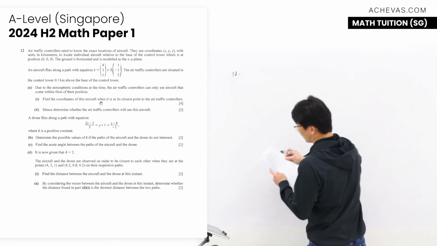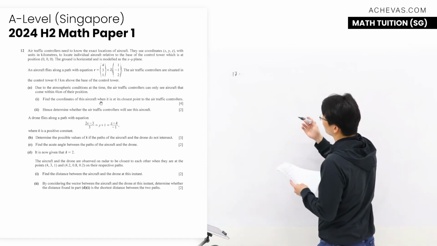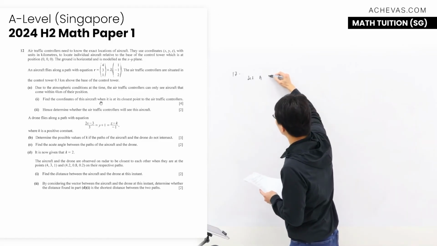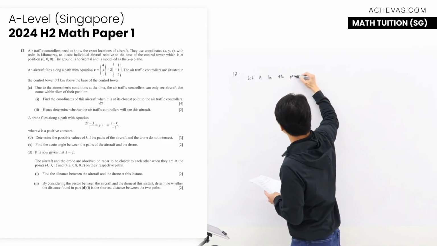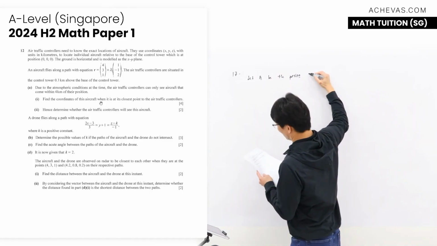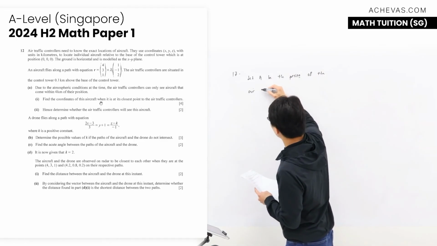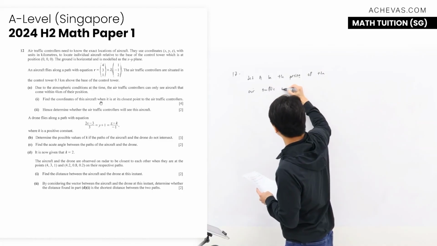For question number 12, okay, let me just write down some of the definitions first. Maybe I can just let A be the position of the air traffic controller.